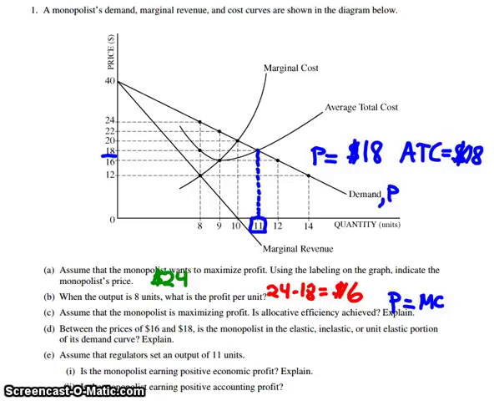And the answer would be yes. If you recall, economic profit takes into account opportunity costs, some of those things not counted by accounting profit. So if economic profit is zero, or they're just breaking even, then accounting profit had to have been greater than zero before we deducted some of those opportunity and intrinsic costs.